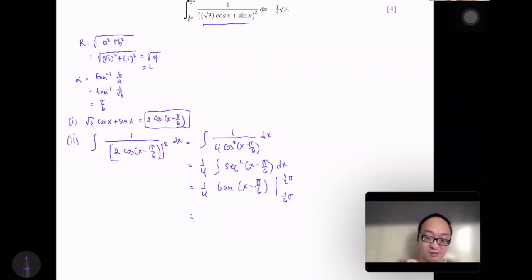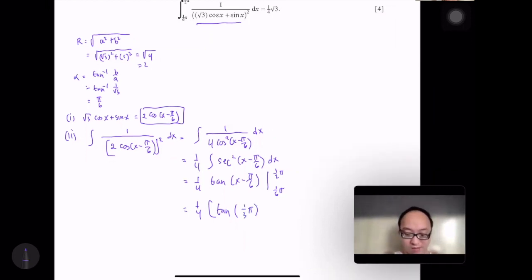So I put the 1 over 4 at the bracket and then I just replace x with 1 over 2 pi. 1 over 2 minus 1 over 6 is 1 over 3 pi, minus tangent of 1 over 6 pi minus 1 over 6 pi, which is 0. Now tangent 1 over 3 pi is root 3. Tangent 0 is 0. So it's 1 over 4 root 3. Okay, proven.